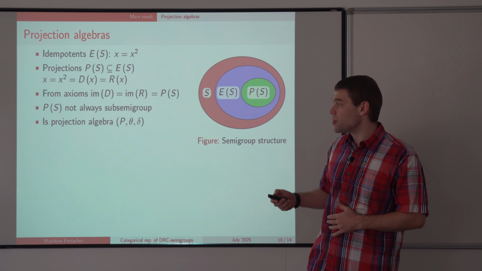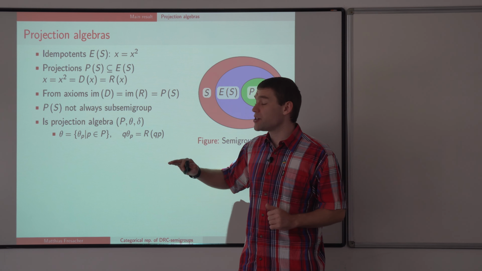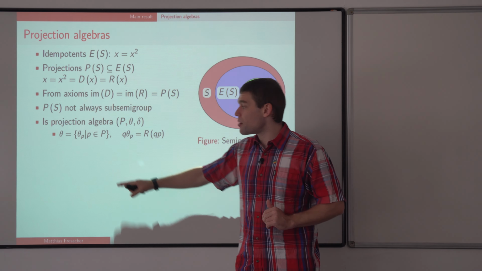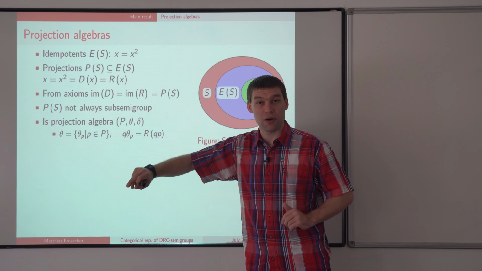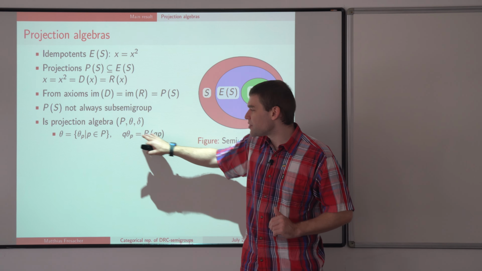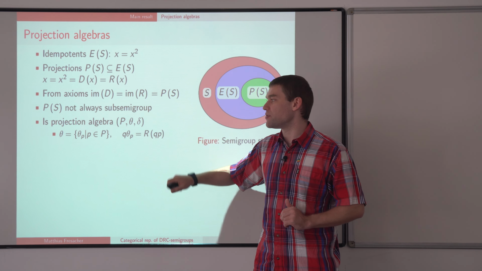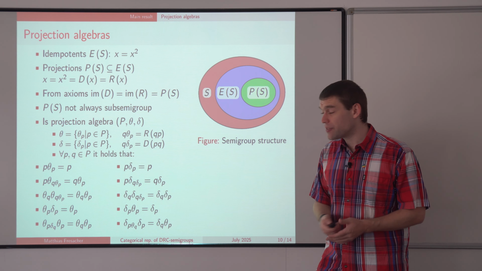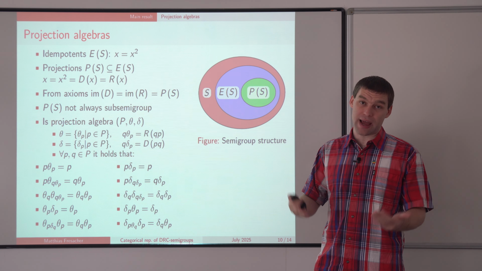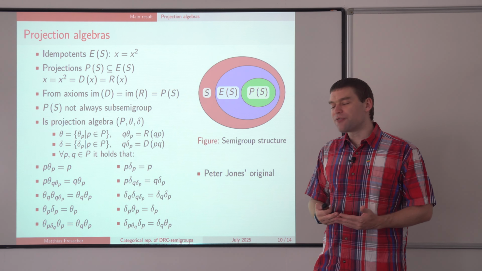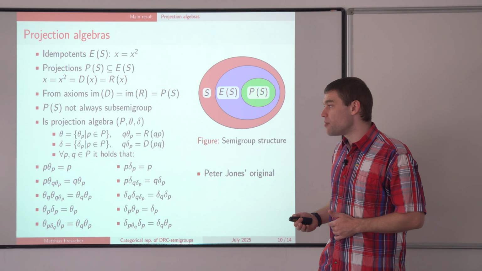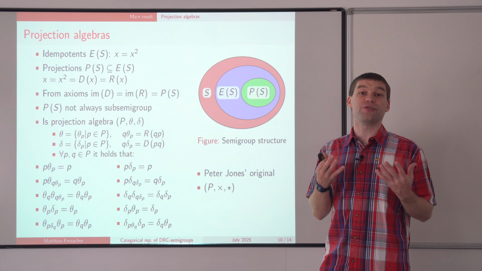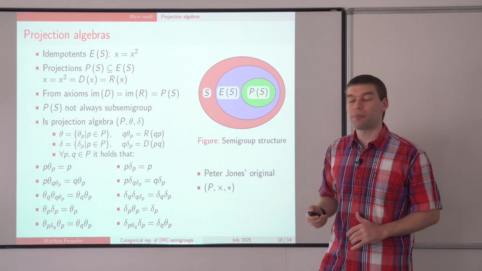This set of projections is not always going to be a subsemigroup, but it is a projection algebra where we have two unary operations, well in fact two families of unary operations, one for each element in our projections, and it's defined, well, for the phi's in terms of the R map and the delta in terms of the D map. Naturally, these need to satisfy some axioms. This is different to Peter Jones's original formulation of projection algebra, where he made use of two binary operations, but the two are equivalent via the use of these two identities.